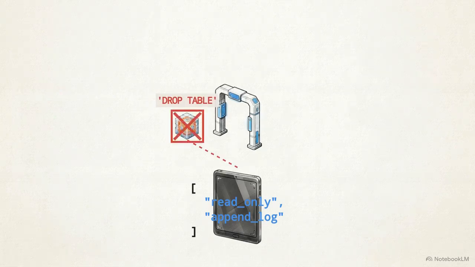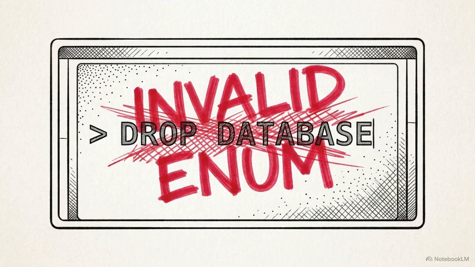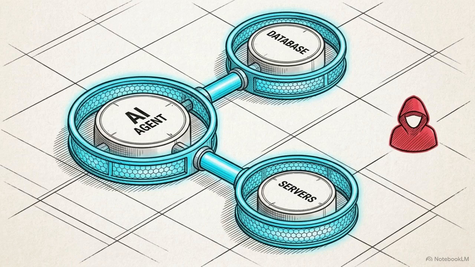Because the model can only select from the exact options you provide, it prevents it from hallucinating execution paths or passing arbitrary injected text. By tightly restricting these parameters, you starve the attacker of the flexibility they need to escalate privileges and access your downstream infrastructure.